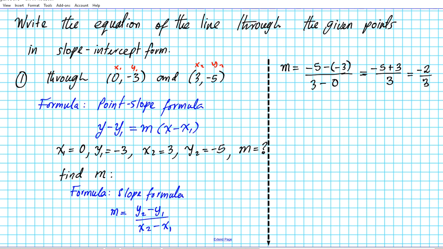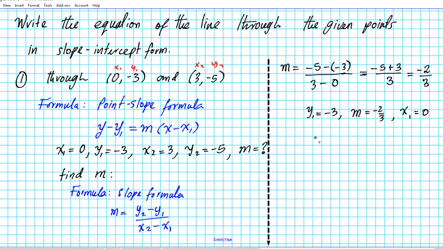So now we have everything that we need. What do I mean by that? If you look at the point-slope formula, what we need is y1, m, and x1. Remember the problem we had before? We had x1 and y1, but we did not have m. That's why we had to solve this sub-problem. Now we have m. Now we have all that we need to solve the problem. So y1 is negative 3, m is negative 2 over 3, and x1 is 0.